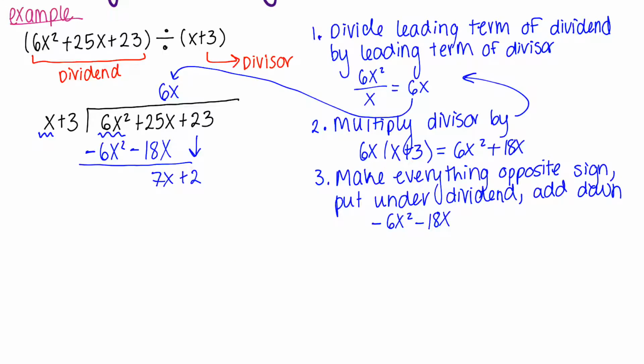You pull down whatever's left over. So then we move on to our next step, because we are not done. You're going to take your new leading term and divide it by the leading term of the divisor again. And we're going to repeat the process.